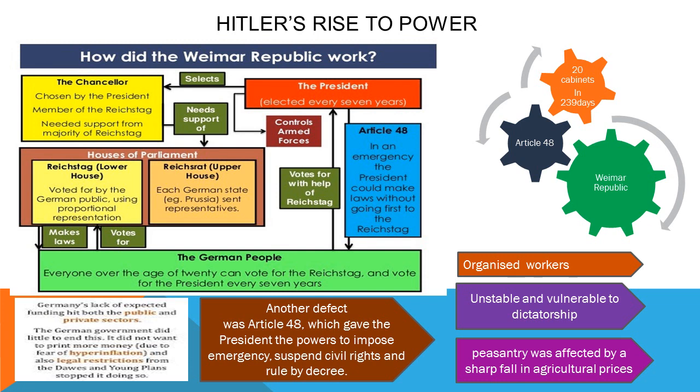Only organized workers could manage the economic situation. Even then, they were also weakened because of more unemployment. Big business was in crisis. The vast mass of peasantry was affected by a sharp fall in agricultural prices, and women were unable to fill their children's stomachs.